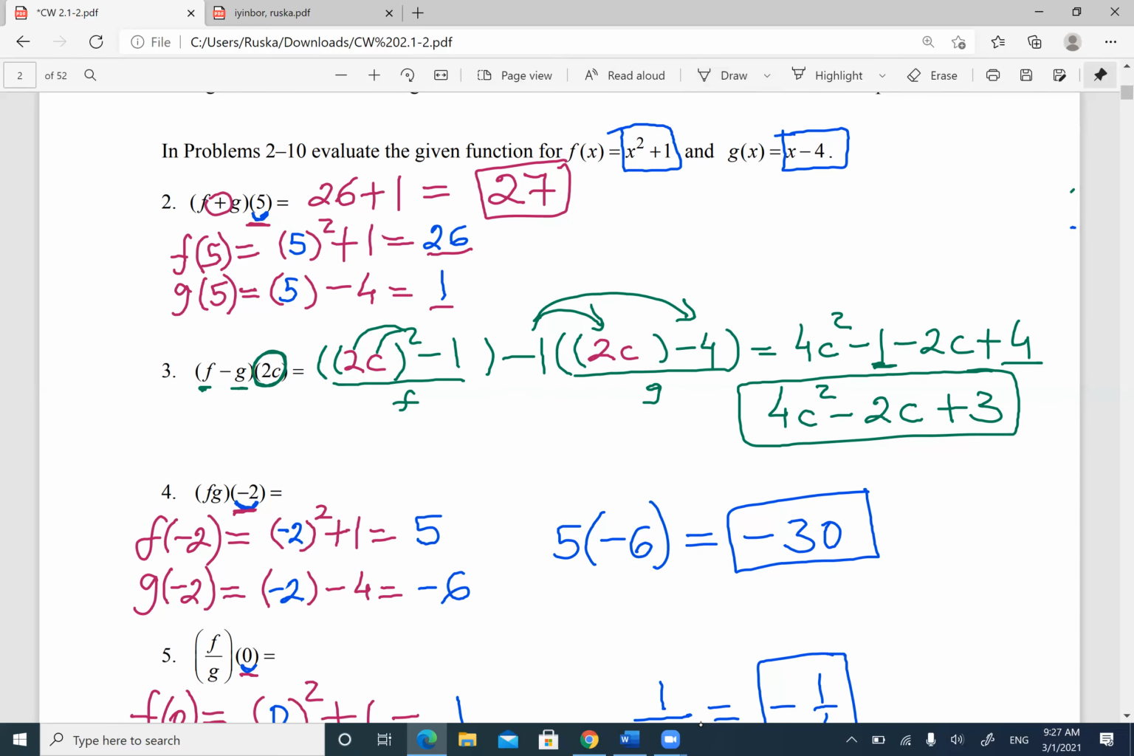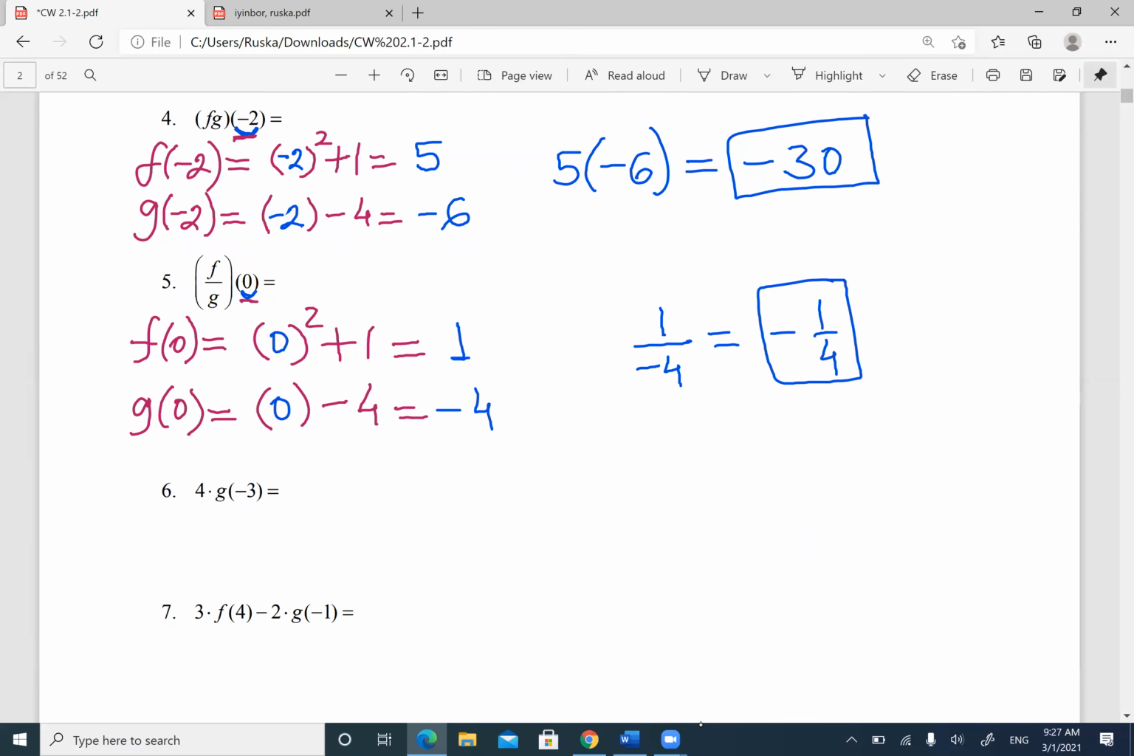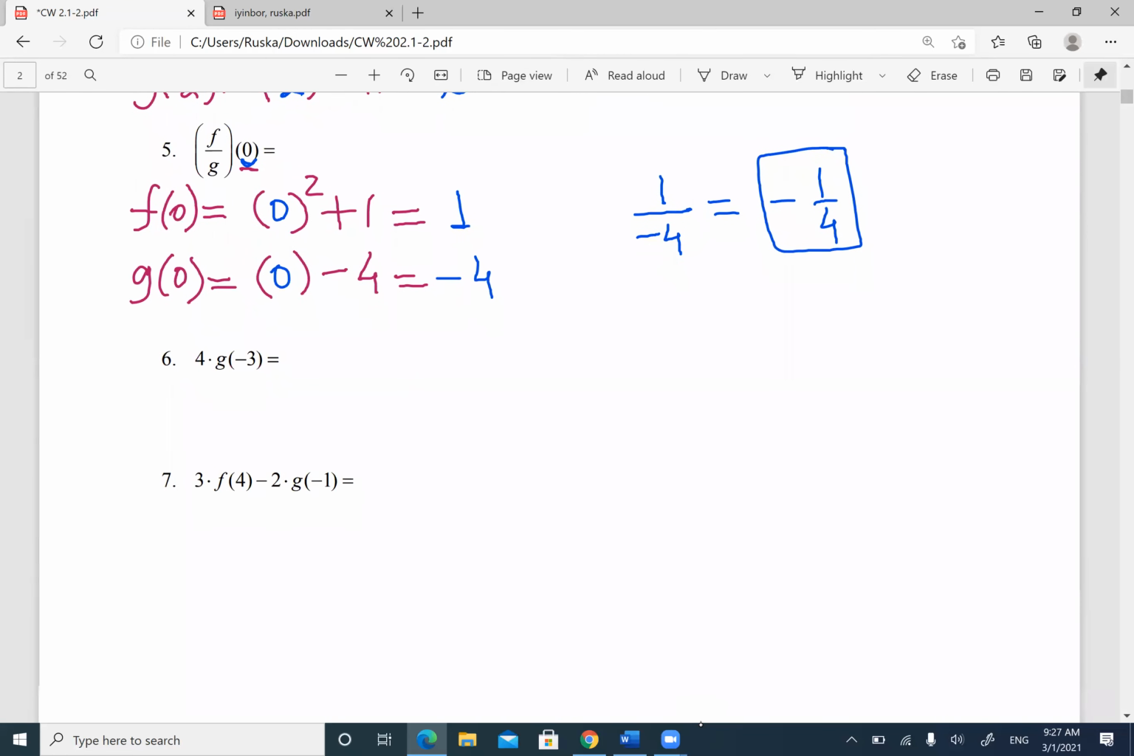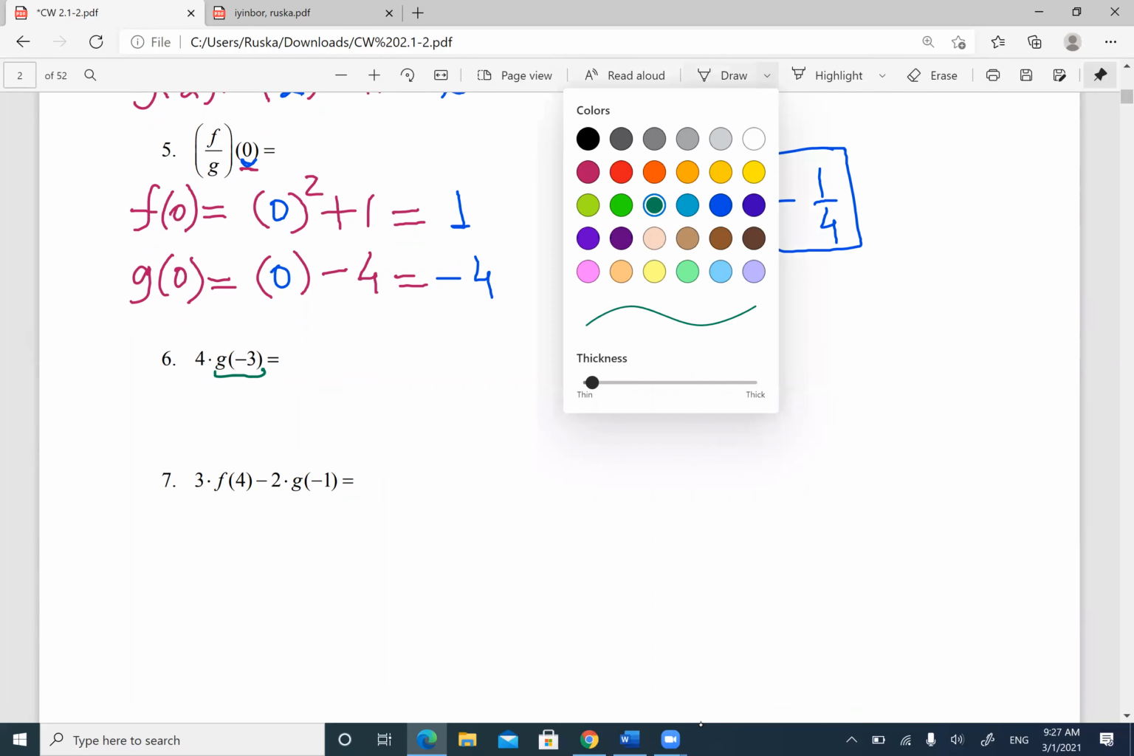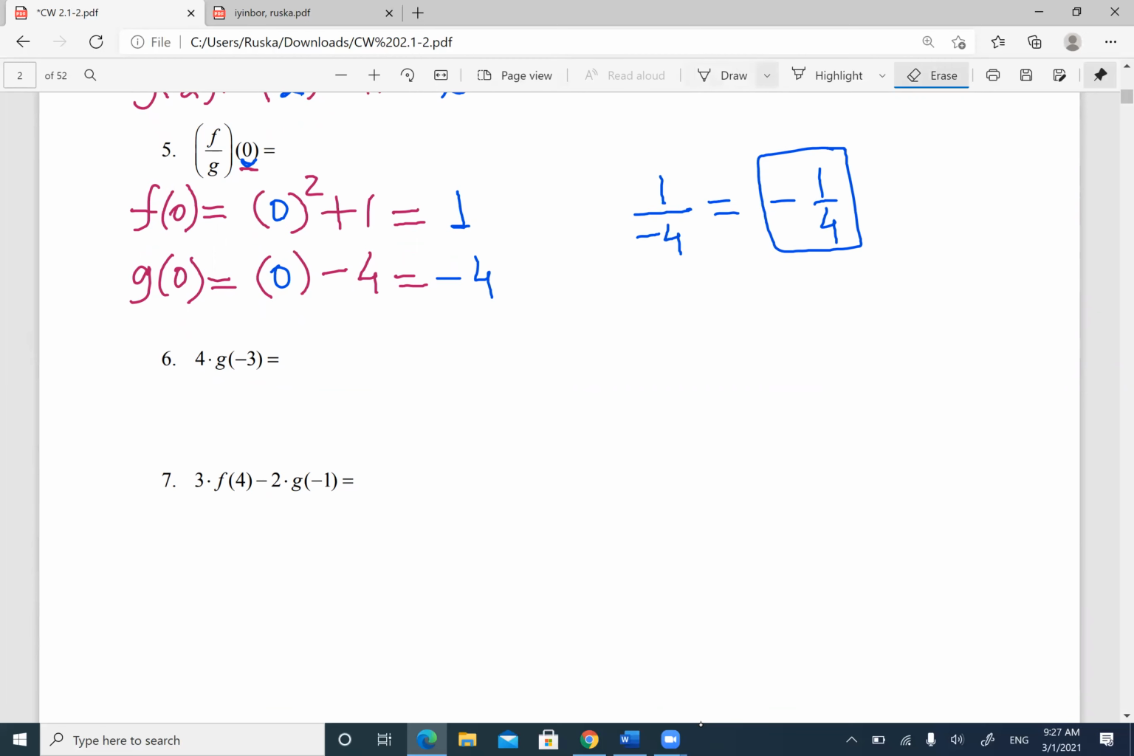We did number 5, and 6 is the next one. Okay, 6 is another combination with functions. It's pretty much an algebraic expression. So what we're going to do, we're going to do this first: g of negative 3. So I'm going to evaluate g of negative 3. And then whatever I get for g of negative 3, I'm going to multiply it by 4. So what is g of negative 3? For g of negative 3, I'm going to follow the function g, which was x minus 4.